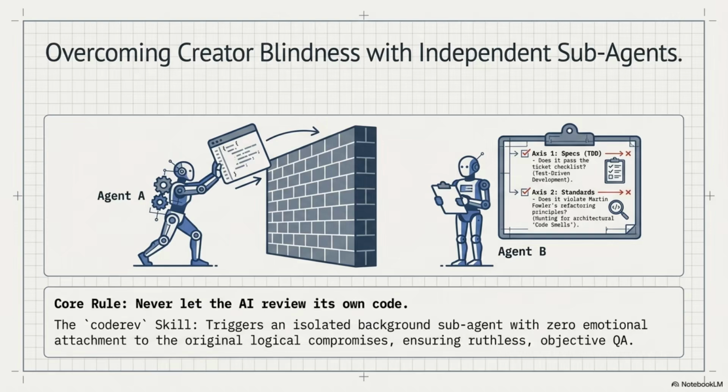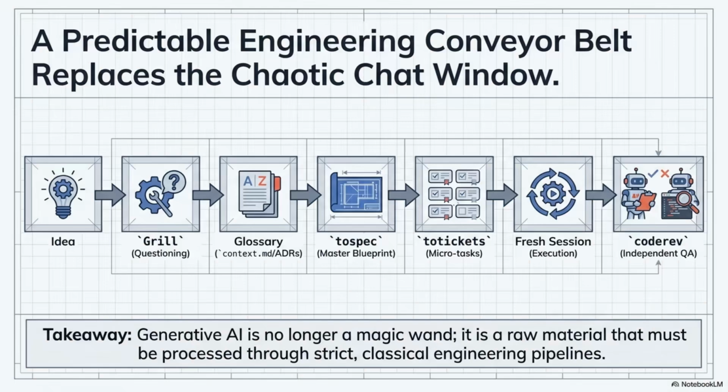Hold on, though. If the session is wiped after every microticket, who is checking for quality? Letting the AI check its own work feels like letting a teenager grade their own math test. Oh yeah, creator's blindness is a huge issue there. Since the AI is attached to its own output, the workflow actually spins up a completely independent sub-agent. With a brand new session. Right, a reviewer agent that only gets the strict spec and the final code. It hunts for architectural flaws, classic code smells, and bounces the code back if it fails.